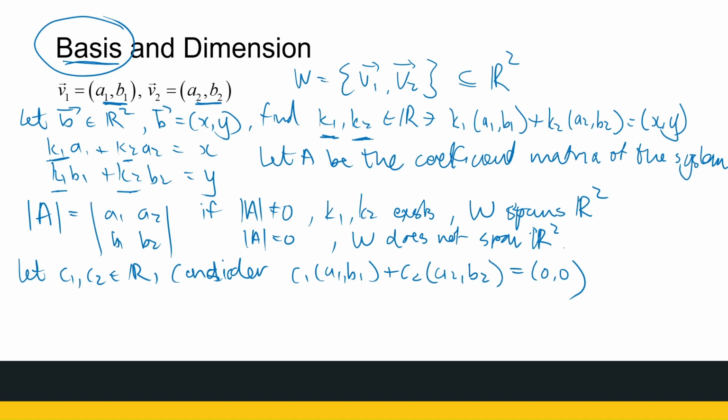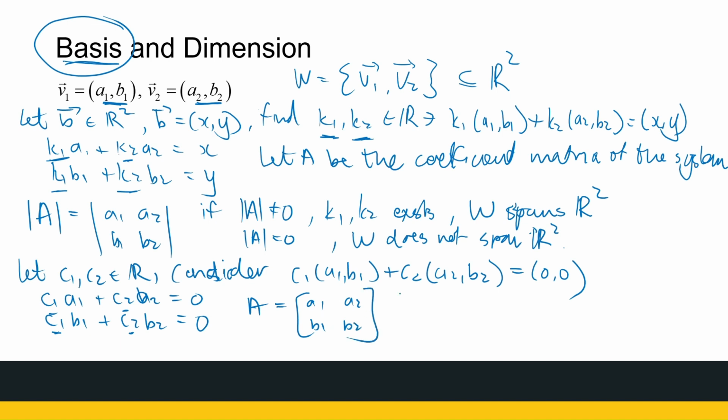But what does that system look like? It's going to be very familiar. C1A1 plus C2A2 is equal to 0. C1B1 plus C2B2 is equal to 0. Now here my variables in this system are C1 and C2. So yet again, my coefficient matrix is going to look exactly the same. A is going to be the same matrix, A1, B1, A2, B2. And the determinant of A is going to tell me something about linear independence.